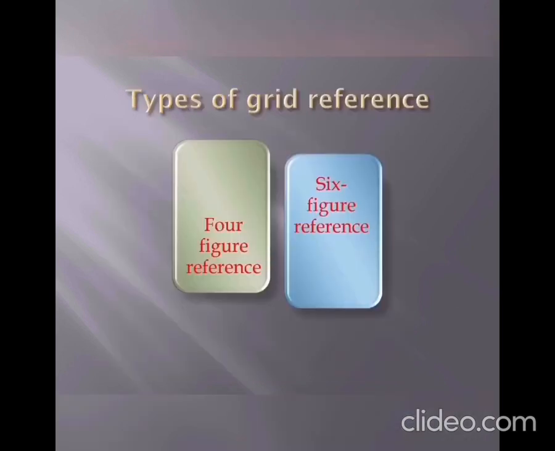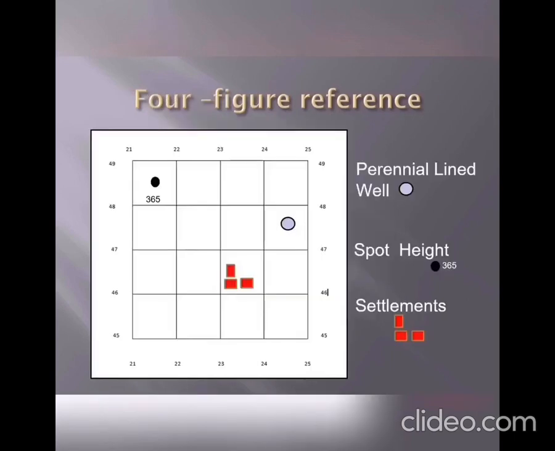There are two types of grid reference, four-figure grid reference and six-figure grid reference. Four-figure grid reference. The four-figure grid reference is used to find out the location that lies within a particular square. In the four-figure reference, the first two figures are the eastings and the last two figures are the northings. As I stated, eastings are always stated first while quoting a grid reference, followed by northings. Each grid square is drawn to the scale of 2 cm.